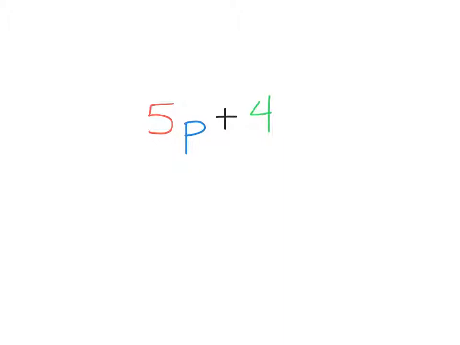So let me explain those to you. They're color-coded. The red 5 is a coefficient. It's a coefficient because it's the numerical factor of a term that contains a variable. So because the 5 is next to the p, it's a numerical factor, which is the number, of a term that contains a variable, and p happens to be our variable, which we'll talk about next. That means that 5 is our coefficient.